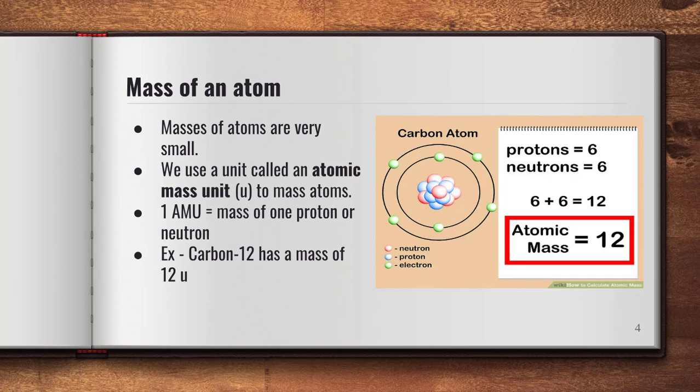So keep in mind that when we talk about the mass of an atom, the masses are very, very small. And we need a specific unit to measure the mass of a particular atom. So we use what's called an atomic mass unit, or an AMU. An AMU is equal to the mass of one proton or one neutron. So for example, an atom of carbon-12, which has 6 protons and 6 neutrons, has an atomic mass of 12. We've talked a little bit about this already in our previous unit. So the atomic mass is 12. It would be representative of 12 atomic mass units.